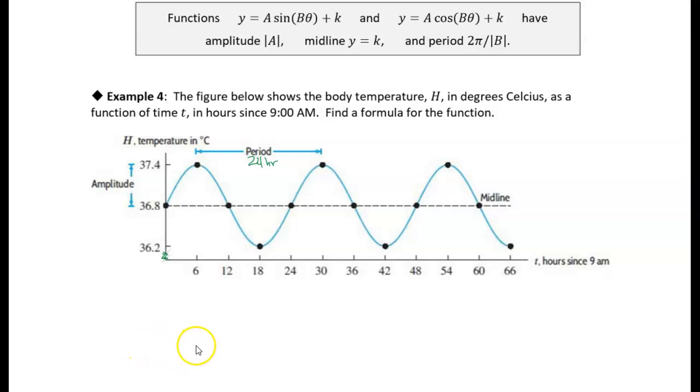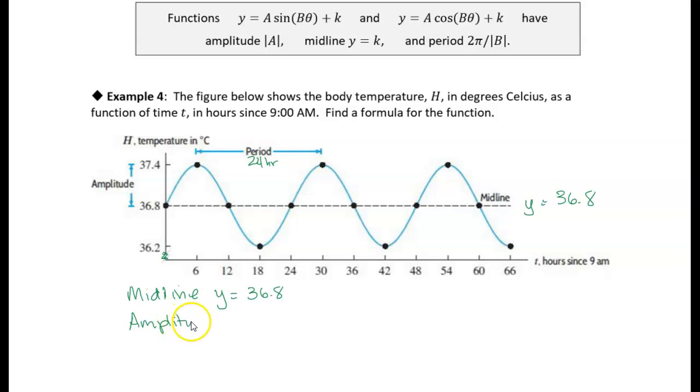All right, so we want to find a formula for this function. Well, we can easily see that the midline, let me write this down here, the midline looks like y equals 36.8. Let's write it again here. y equals 36.8. We can also find the amplitude.